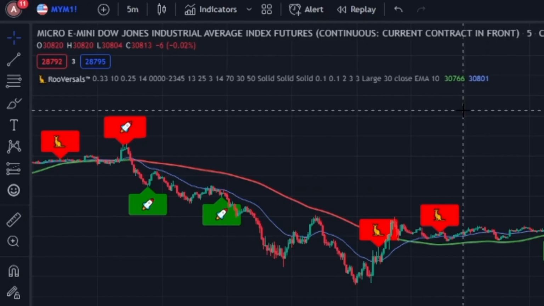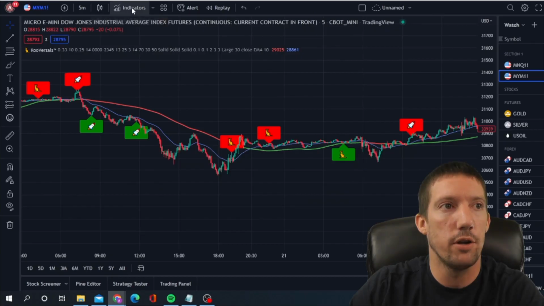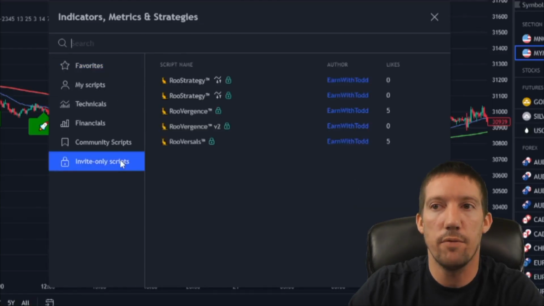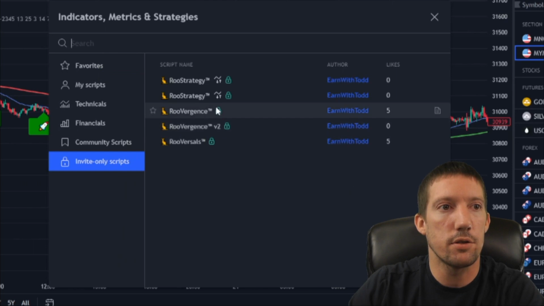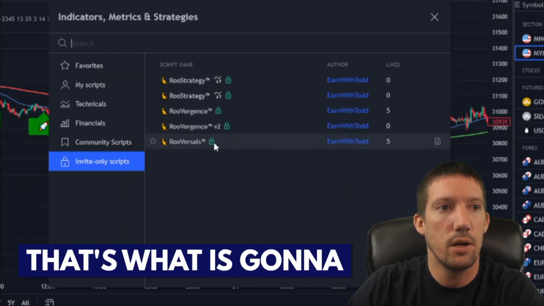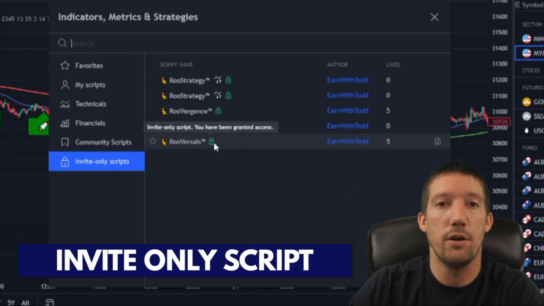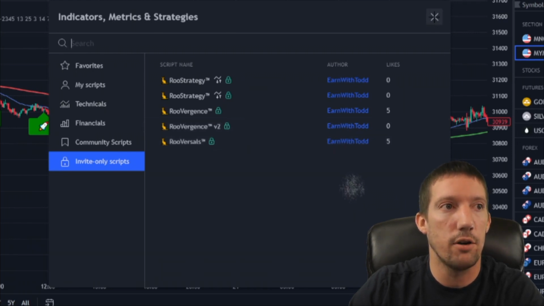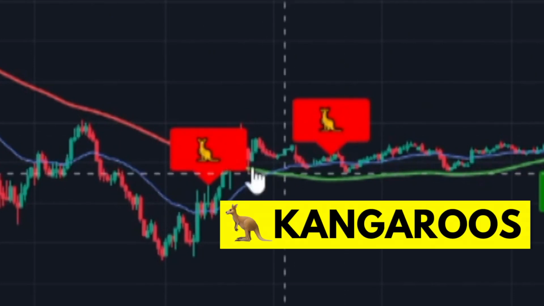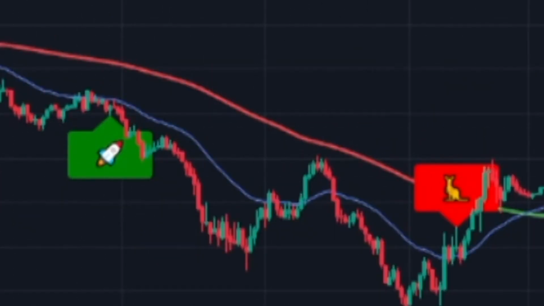So the first thing is you're going to pull up this indicator. So we're going to go over here to indicators. We're going to go to invite only scripts. And these are some of the earlier ones, but right now we are using Rooversals right here. And that's what's gonna show up in your invite only script. So we're gonna click on that, which I already have pulled up. And that's gonna pull up these little kangaroos and the rockets and stuff like that.